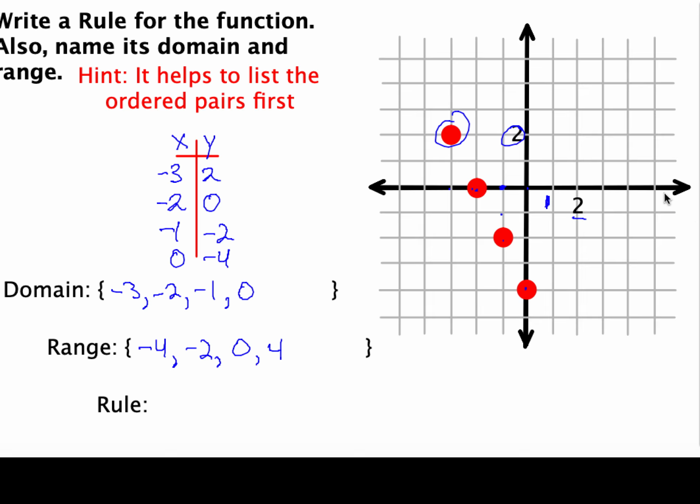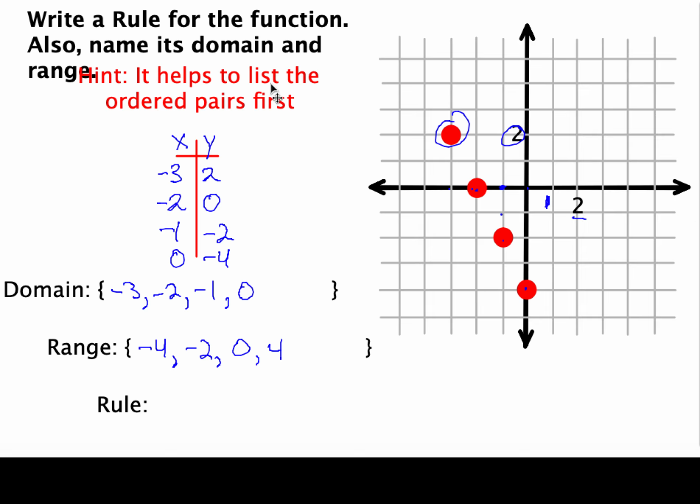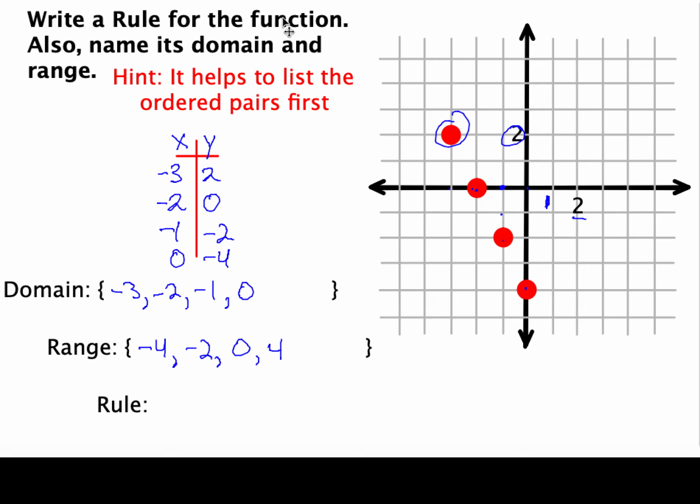So again, if we want to write that rule, and sorry, I know it's a little off the screen there. If we want to write a rule for the function, I need to look at my numbers and decide, how can I make -3 into 2? Maybe just adding 5. But wait a minute, -2 plus 5 would have been 3, not 0. So that didn't really work. So I might have to get a little bit fancy here.